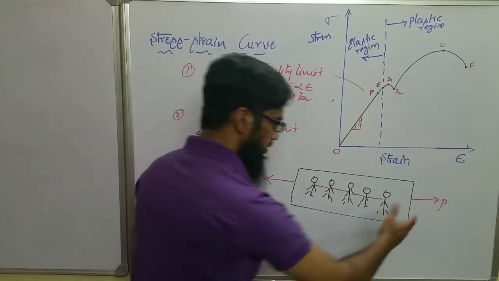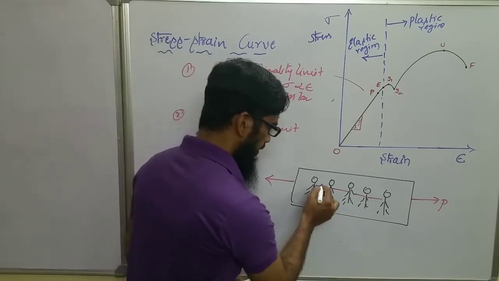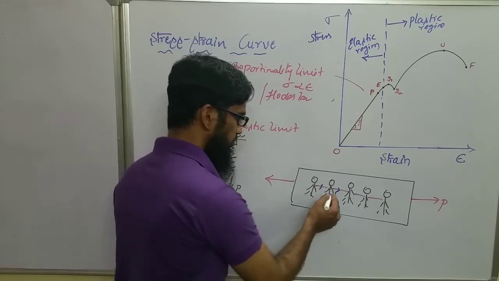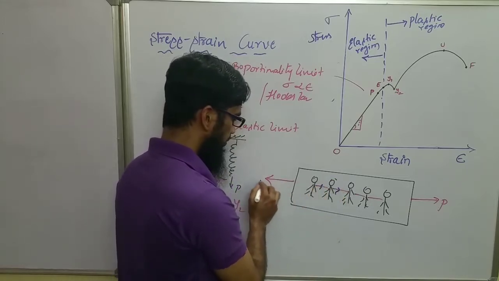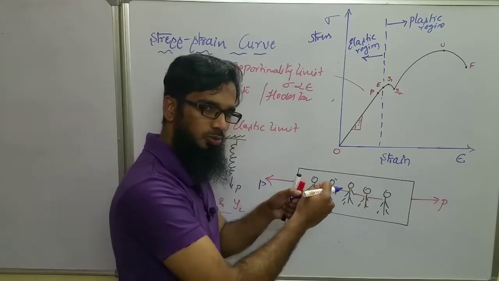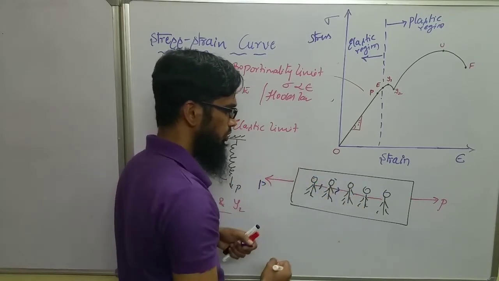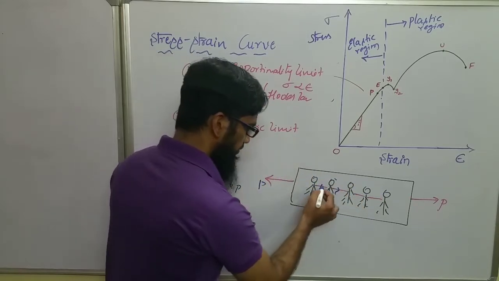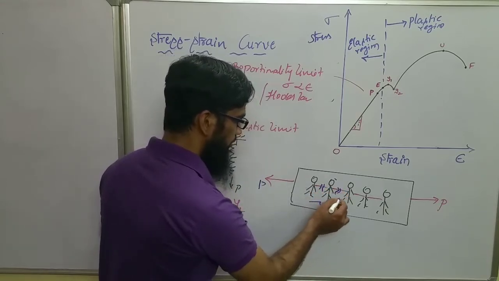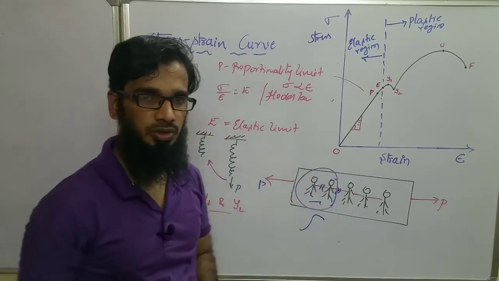Now what happens when the load increases? When the load increases, the bonding between these two will be broken here. So in the next case, the load that you are applying will try to pull these members. Like 5 members are there, they'll try to pull these members. At some particular point, if the bonding here breaks, these two people will fall down.